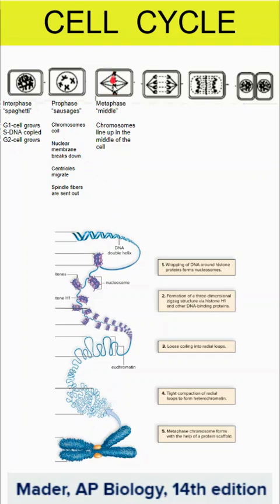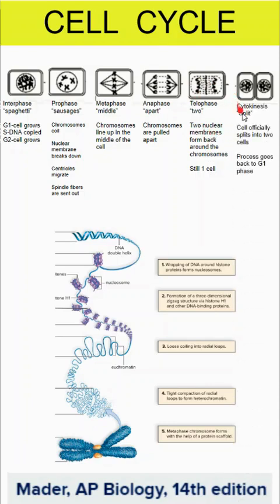At metaphase, meta's in the middle. So at metaphase, the chromosomes are lined up in the middle of the cell, making sure that the sister chromatids are split equally to each of the daughter cells. At anaphase, we start pulling these things apart. So the sister chromatids begin separating away from each other. In telophase, we have two. We have two nuclei within one cell. So the nuclear membranes start reforming around the DNA. Still one cell, but during cytokinesis, it is officially split, and we go back to that growth phase.